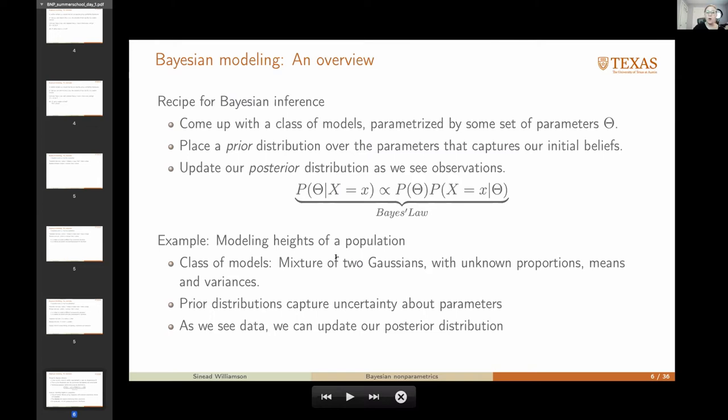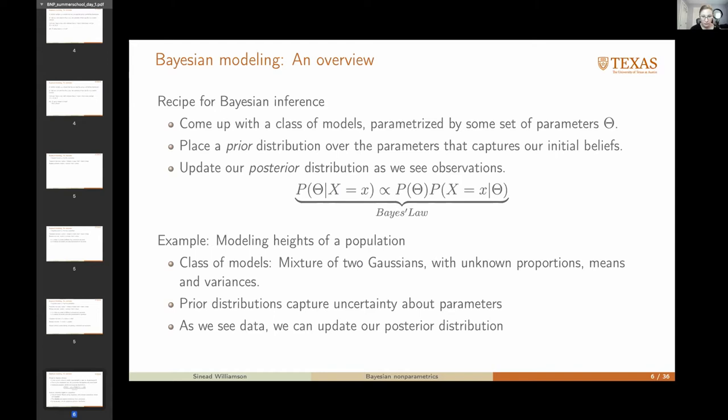We're then going to see observations, and we're going to use Bayes' law to update our posterior distribution. Right? So our posterior distribution over the parameters is going to be proportional to our prior distribution times how likely it was we saw what we saw.